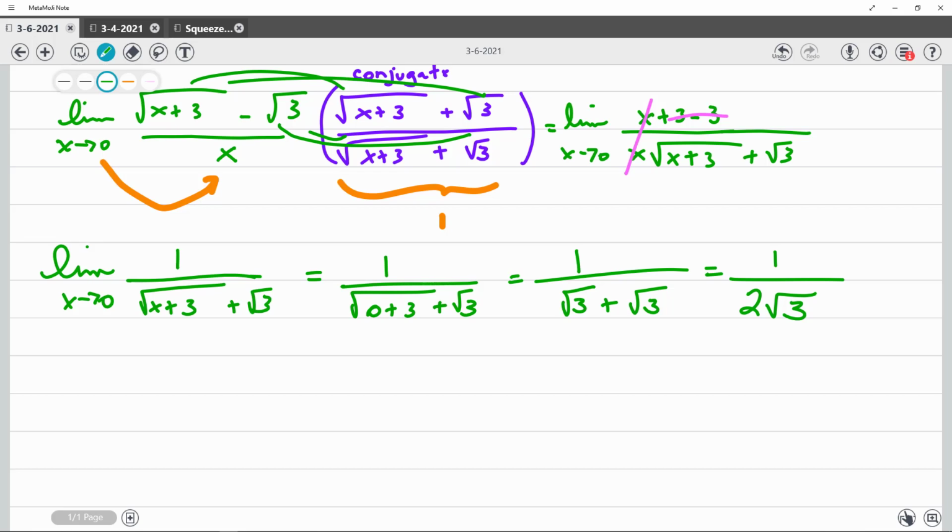So it makes it easier when you multiply by the conjugate anytime you see a radical.